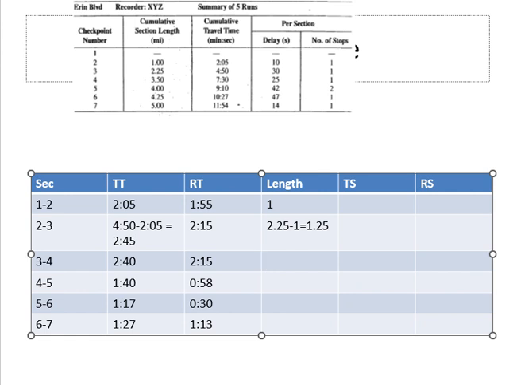Okay, easy? 3.5 minus 2.25. 4 minus 3.5. 4.25 minus 4. 5 minus 4.25.